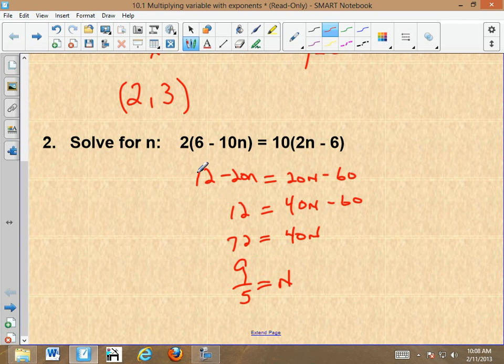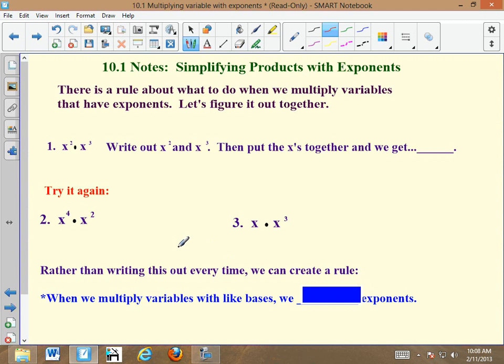All right. Now let's go with today's lesson. There is a rule about what you do when you multiply letters that have exponents. Let's see if we can figure it out. How many x's do I have right here in number 1?